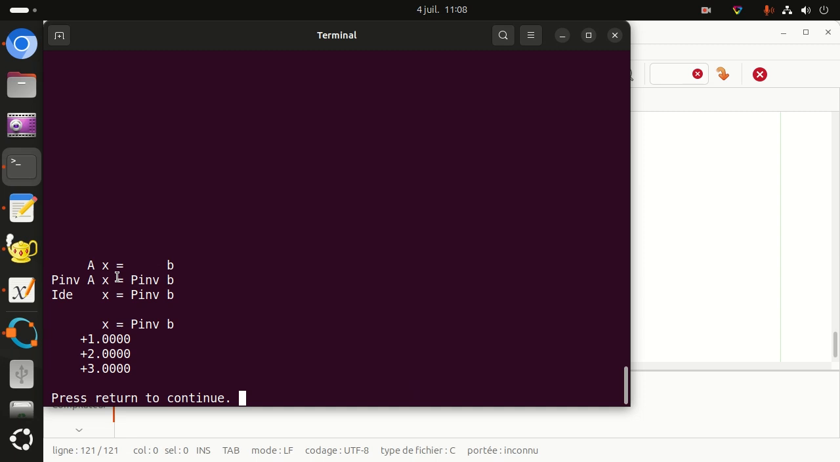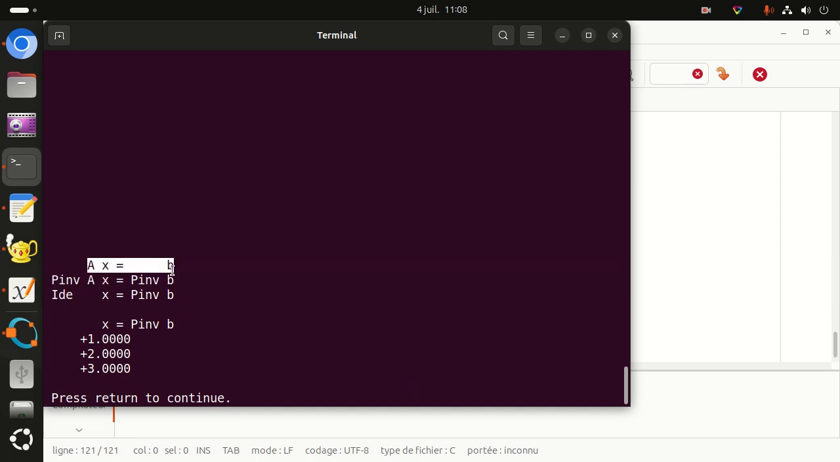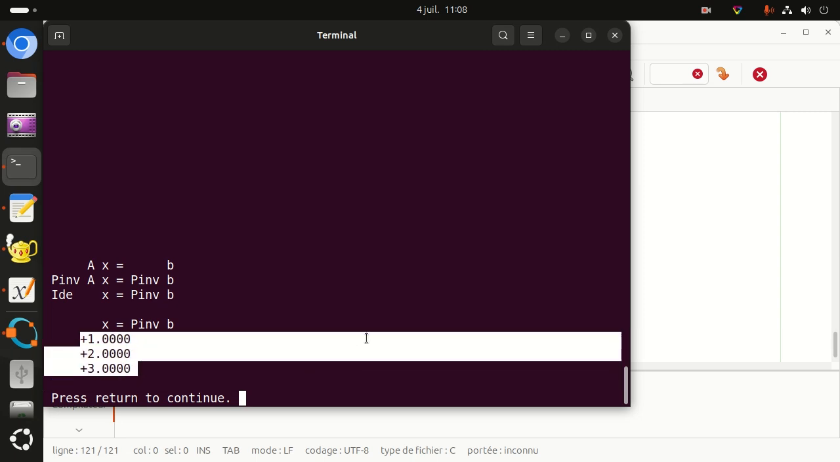And now you can use this algorithm. You have the system of linear equations. If you multiply A by the pseudo-inverse, this gives the identity matrix, and you multiply the pseudo-inverse by B, this gives the solution 1, 2, 3.